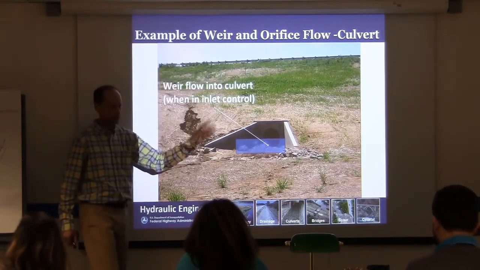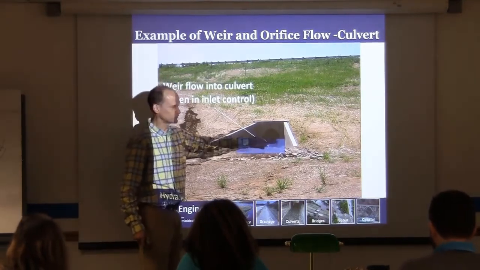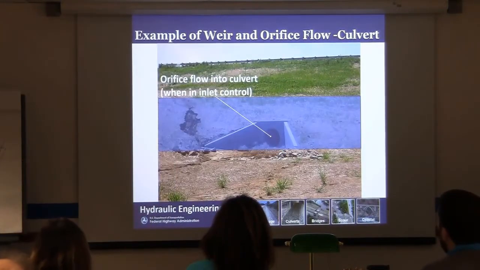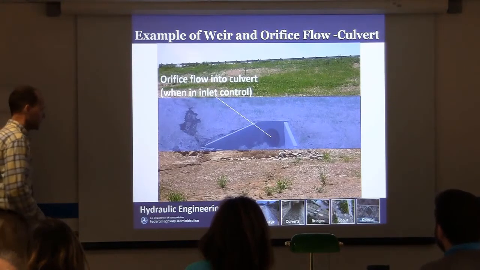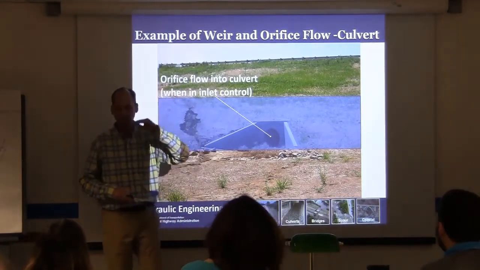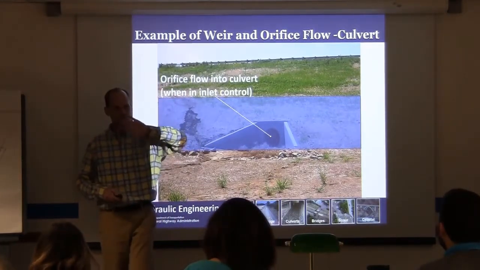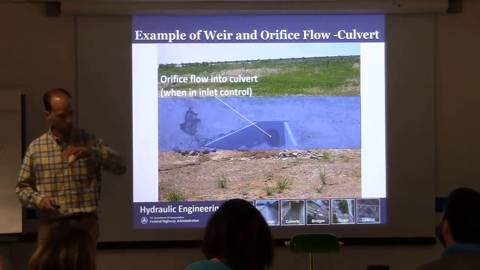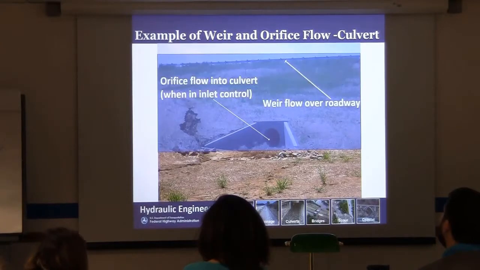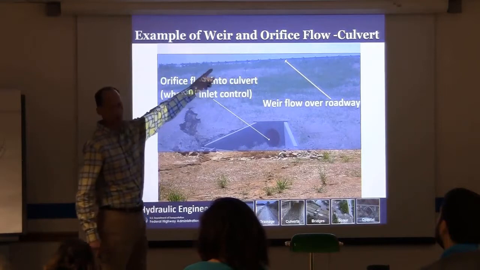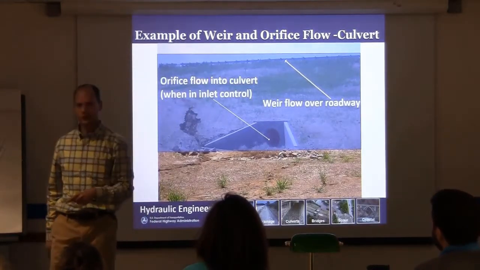Inlet control. In inlet control condition, this culvert at this flow level is operating as a weir. As that flow level gets higher, it's now operating as an orifice. Exactly. And there's a transition between weir flow and orifice flow. It doesn't happen automatically at a given point. There's a transition zone between weir flow and full orifice flow. And then once the water gets up here, guess what? I have orifice flow in the culvert, and I have weir flow over my roadway.